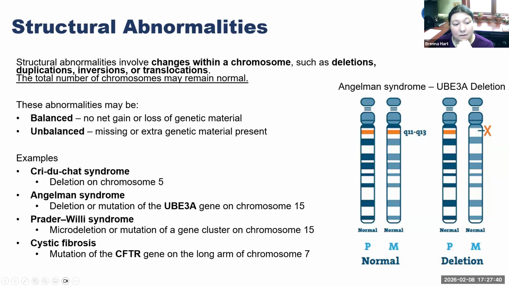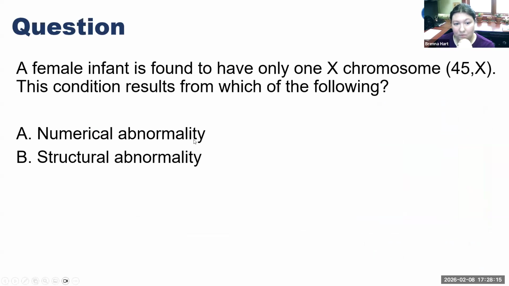So some common cases, we have Cri-du-chat syndrome, which is a deletion on chromosome 5. We have Angelman syndrome, which is shown right here, and this is a deletion or mutation of the UBE3A gene on chromosome 15. So see here, and then here we're good, but then here it's just deleted. And then Prader-Willi syndrome, again a microdeletion or a mutation of a gene cluster on chromosome 15. And then cystic fibrosis is another common one, where we have a mutation of the CFTR gene on the long arm of chromosome 7.